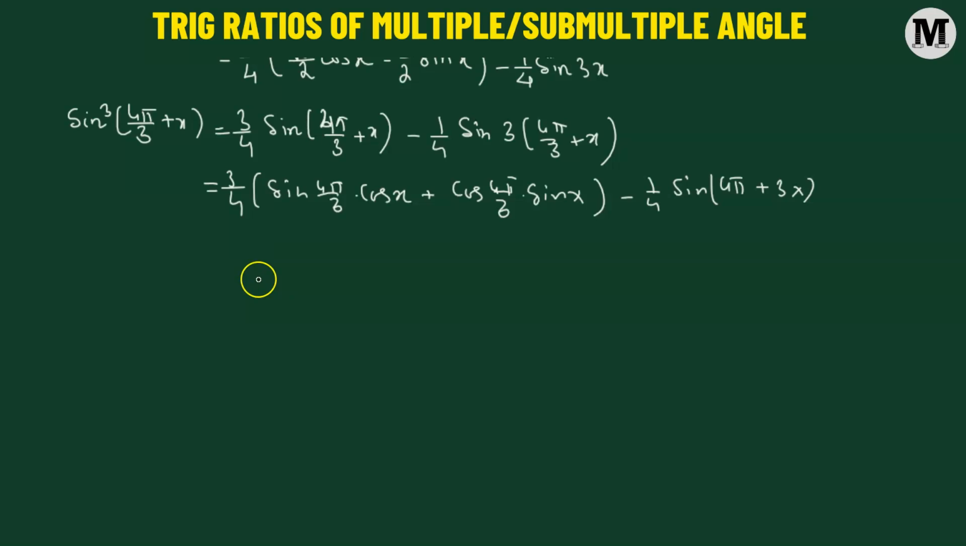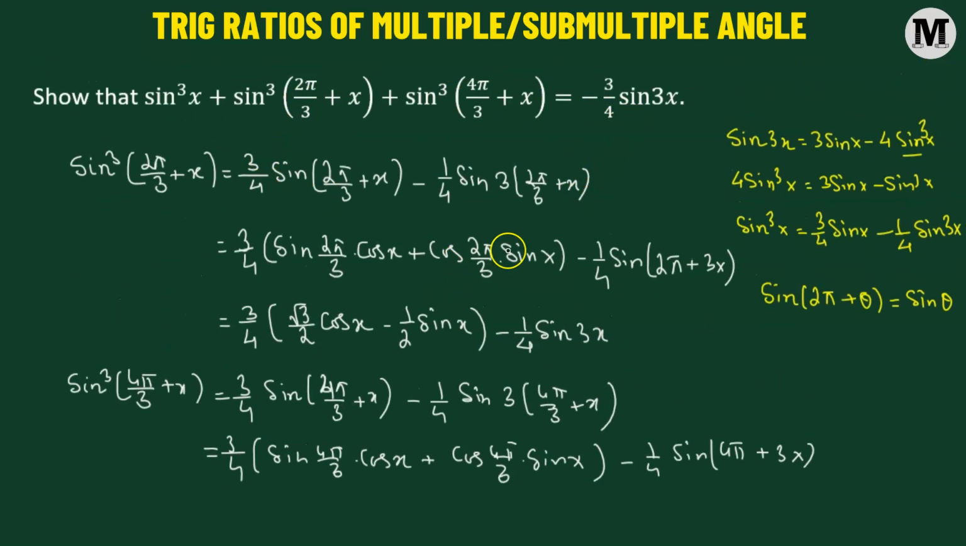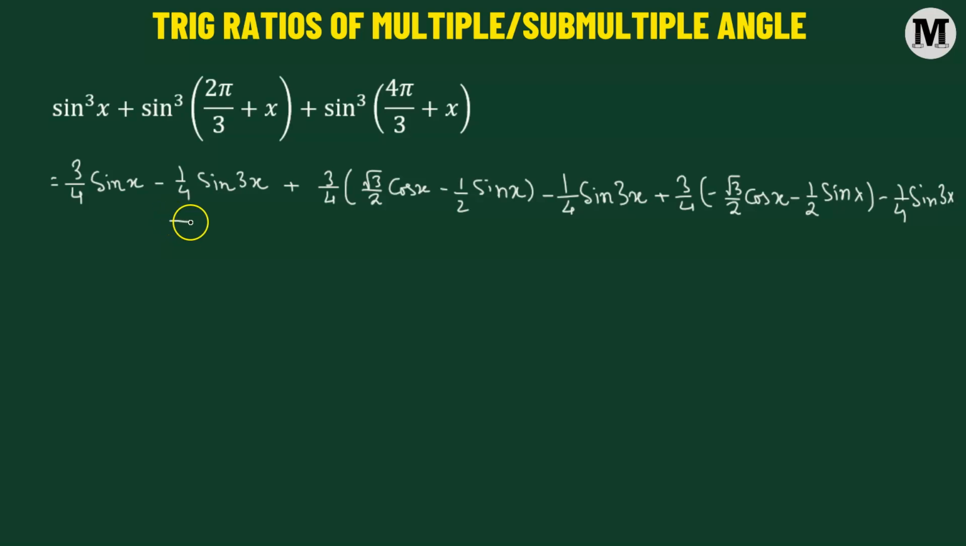Let's further simplify. Now we have 3 over 4 multiplied by, sine 4 pi over 3, that's negative square root of 3 over 2, multiplied by cosine of x, and cosine 4 pi over 3, that's negative half, so we have negative half times sine of angle x, minus 1 over 4 times sine of 4 pi plus 3x, so that's simply positive sine 3x. Now that we have the value of each of the terms in this simplified form, let's add. Here we have negative 1 over 4 times sine 3x repeating 3 times. So let's combine them to get negative 3 over 4 times sine 3x.